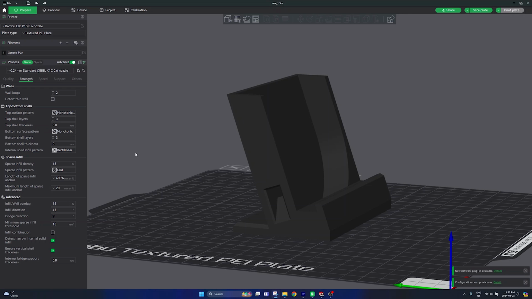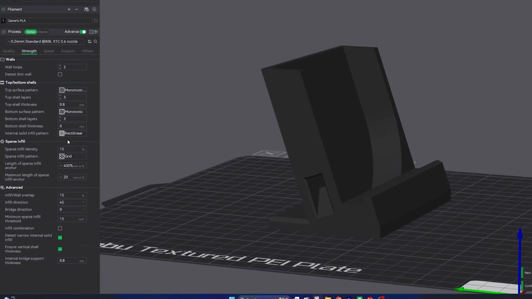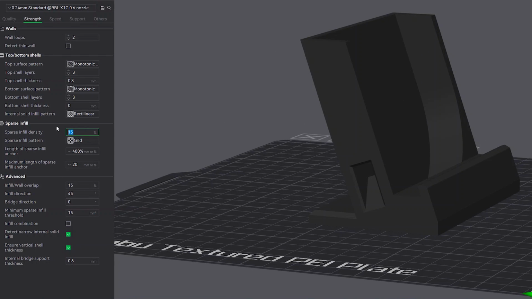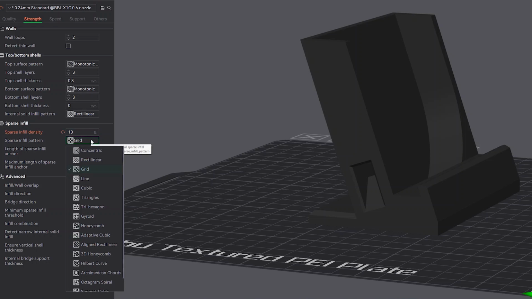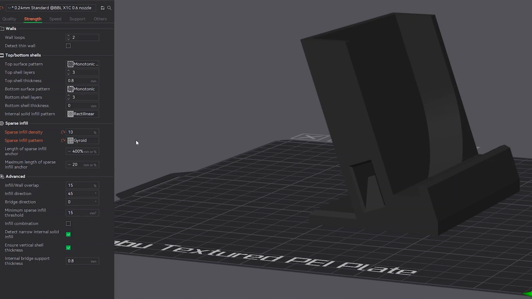Speaking of infill, this probably goes without saying as well, generally you don't need very large infill percentage on your prints. I find using 10 to 15% infill is okay for most prints, and also the type of infill will matter. For my Bambu slicer, I like to use the gyroid infill, but I also find the honeycomb infill is pretty quick and strong as well.